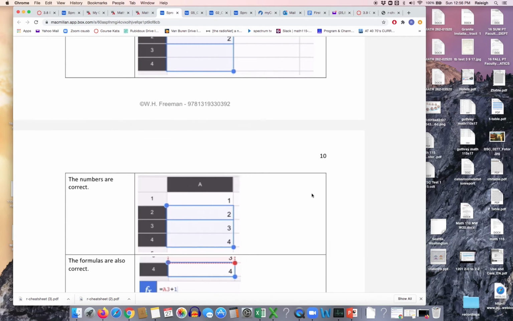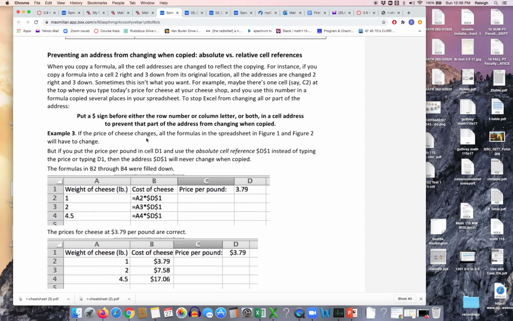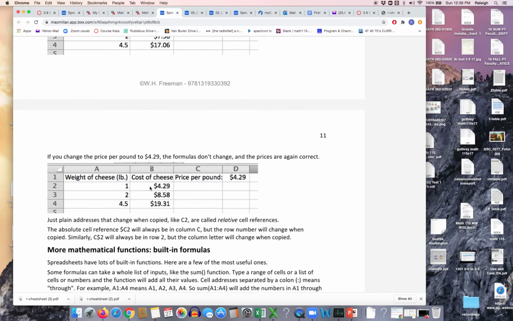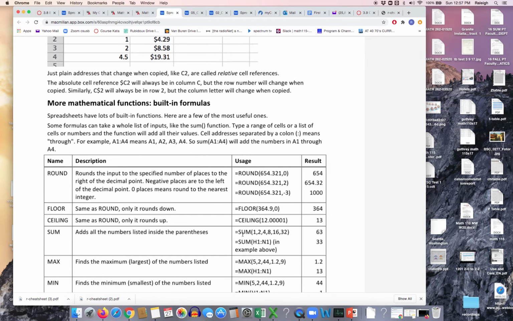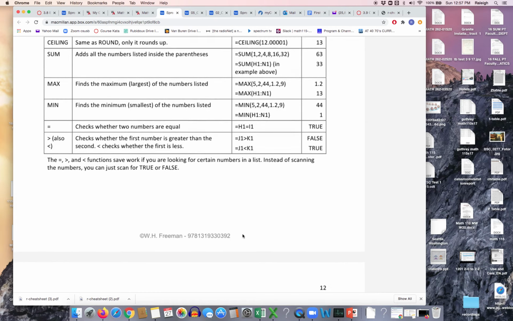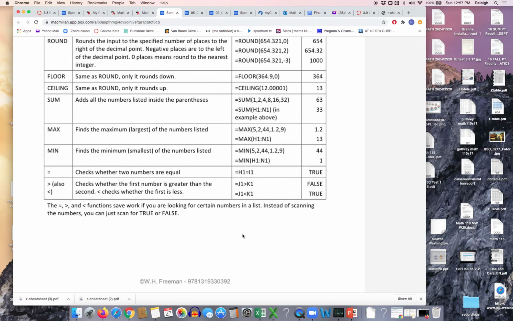And here's the tablet phone instructions. You can look at that if you want. I don't think we're going to need this one, preventing an address from being copied, from changing when copied. Not going to need that, but if you did need it, you could use that. Here's an example with the price per pound, $4.29. So they talk about the absolute cell reference. Here we have a few formulas that we're probably not going to be needing very much. So that's something that we're not going to be using.